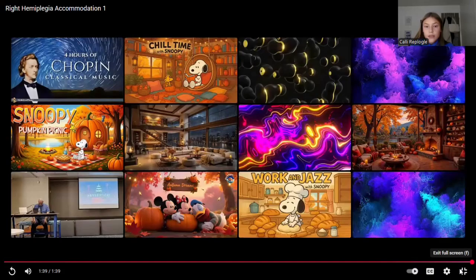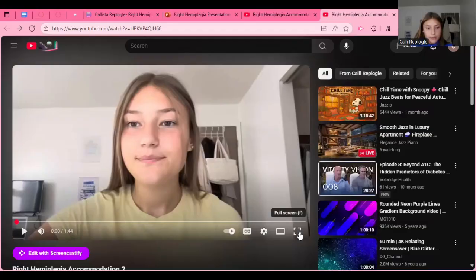I have my second accommodation here. The second accommodation I'm going to be talking about is accessibility in the classrooms. And I'm going to be talking about 3 different types of things you can do in the classroom to help this child.